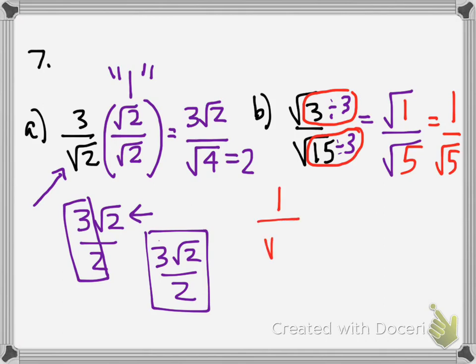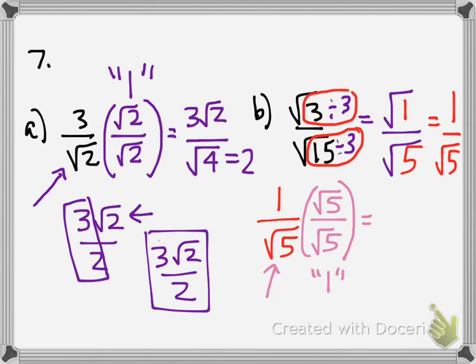But looking at part A, you can't have a root in the denominator, so we still need to rationalize. So we're going to open up parentheses and multiply the top and bottom by the denominator, root 5. Again, we didn't change anything because root 5 over root 5 is 1.